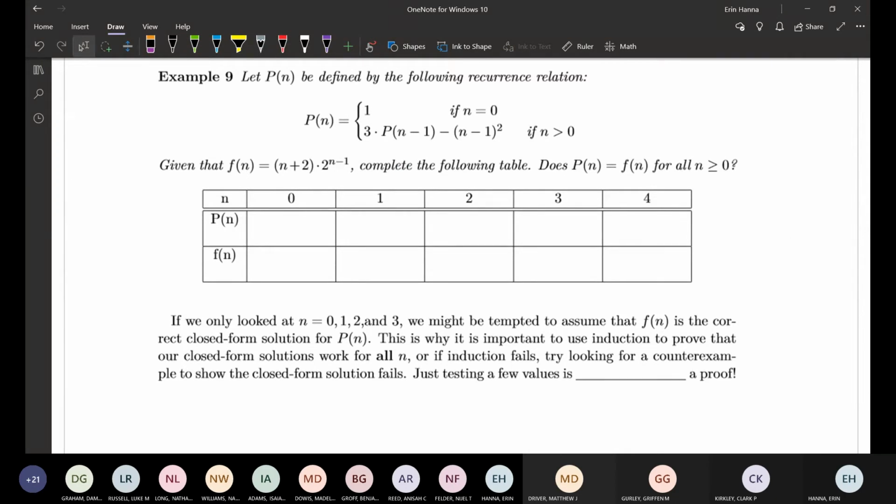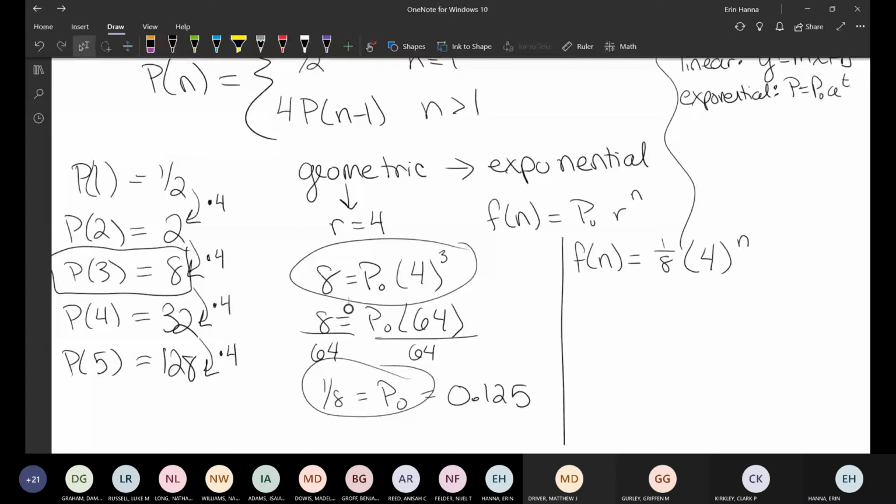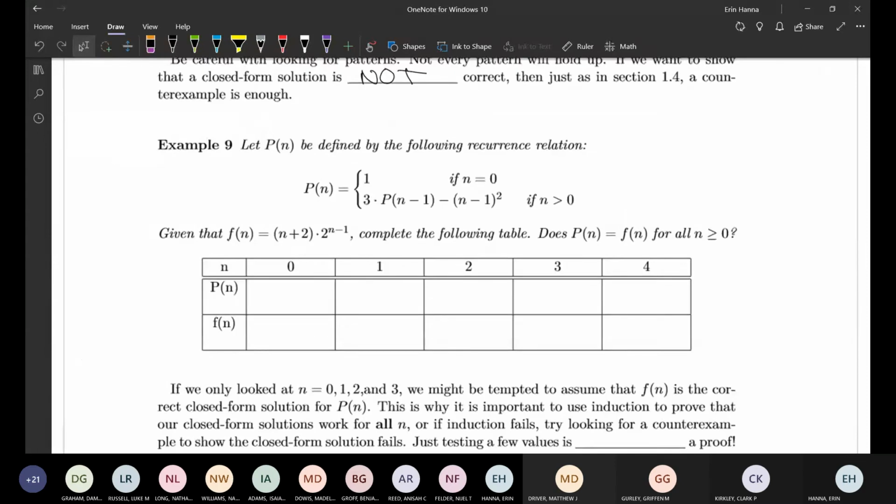But say we look at this one, and we want to say, well, what if this recurrence relation is equal to, what have I done? There we go, equal to this function. So this recurrence relation, we're guessing is going to be equal to this function here. So let's start looking at a table to see if this looks like it's going to work out. Well, what's P of 0? Well, that's the one that's given to us, that's 1.